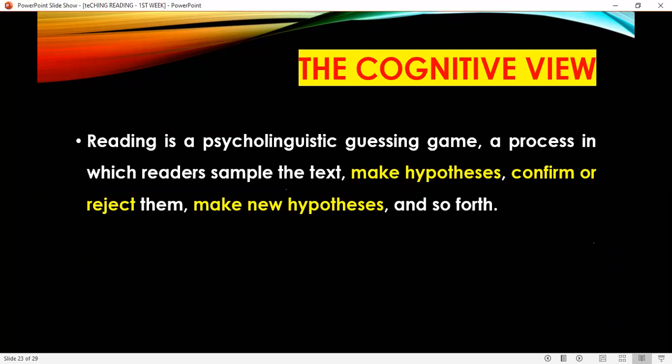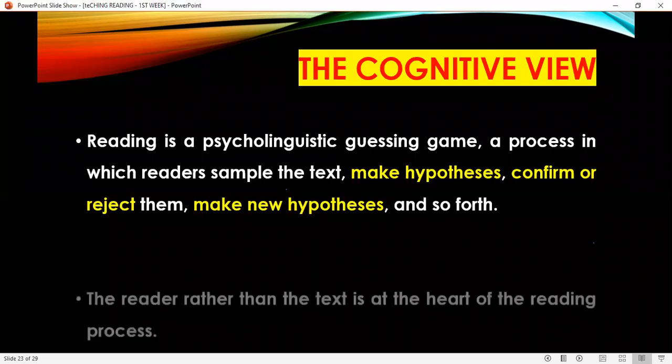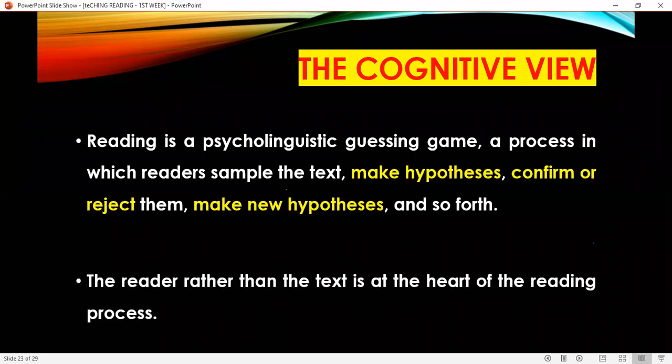Notice here the contrast between these two views of reading. The reader, rather than the text, is at the heart of the reading process. Again, another difference. In the previous one, the written text is the most important. Now, what is the most important here? The reader. This is the heart of the reading process, okay?